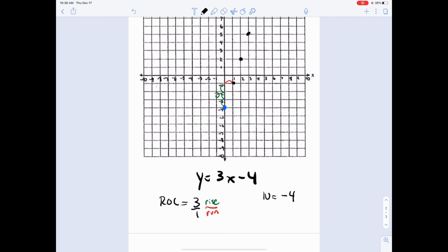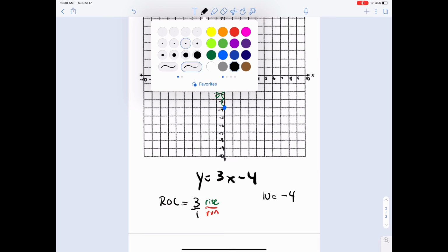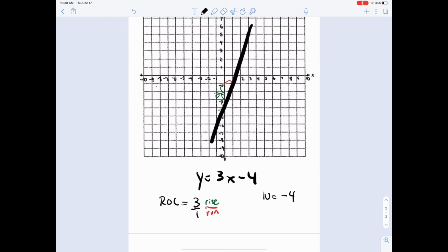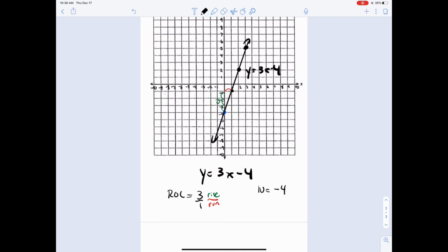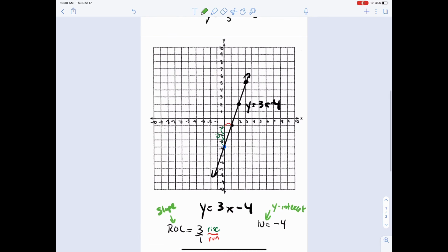And you keep going until you get a bunch of points. That line, you want to try to get your line through all the points, and it should, and if it doesn't, then you know you did something wrong. You want to put arrows on your graph and label it. And that's it. And then one more thing to point out is that sometimes we call the rate of change slope, how it's sloping up or down, and sometimes we call the initial value the y-intercept, because that's where we see it on the y-axis.